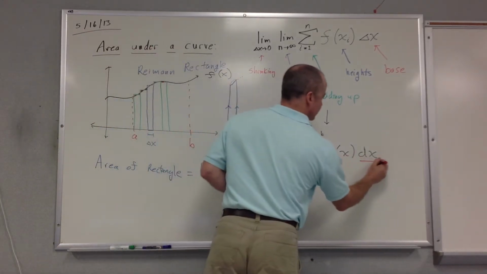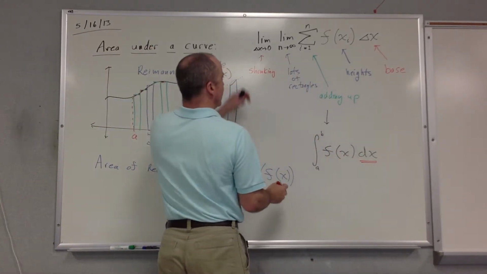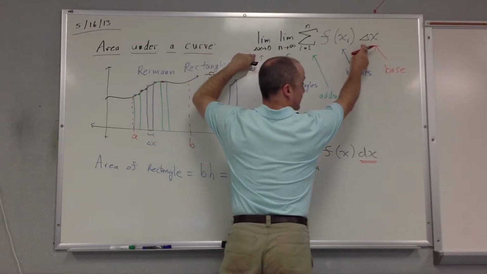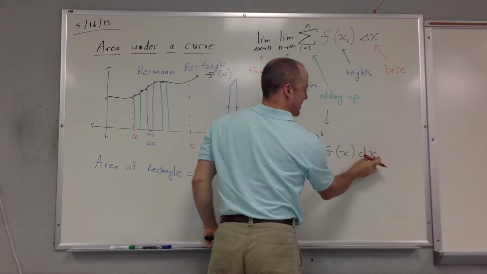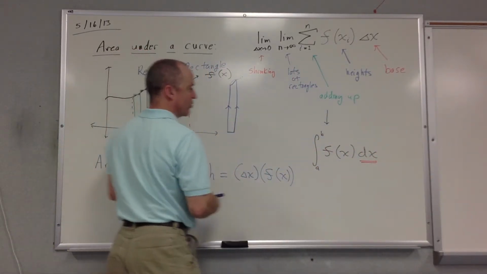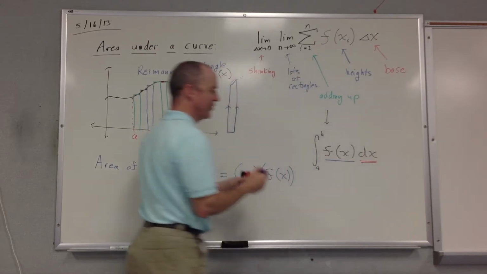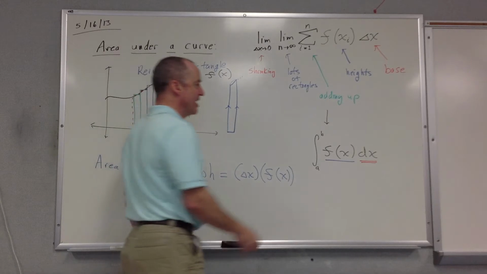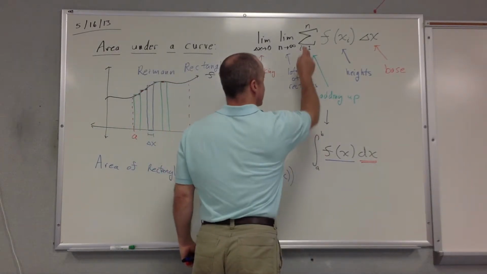This dx, which I'm underlining in red, represents the limit as delta x approaches 0 of delta x. What happens as your bases get really, really small? This represents your various y values, your heights of your rectangles as they change, and this long s represents everything else.